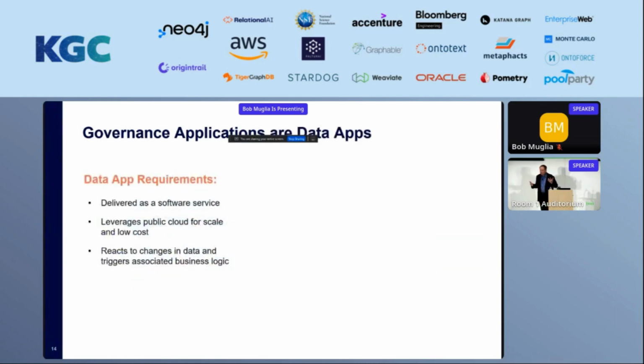What's needed? What's missing? Well, governance apps are data apps. Let's just start with that. A governance app is a data app, and that's the way we should think about it. So what are the requirements for a data app in the world of the modern data stack? Delivered as a software service, leverages the public cloud for scale and low cost. That's right off the definition. And then the third one, reacts to changes in data and triggers business logic. That's a key characteristic of a data app. Maybe it's polling, maybe it's more sophisticated, but it still reacts to changes.